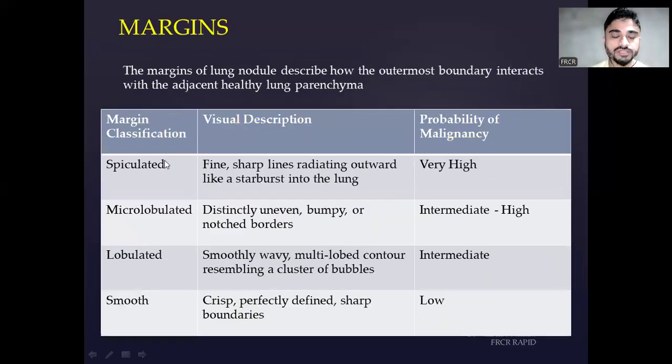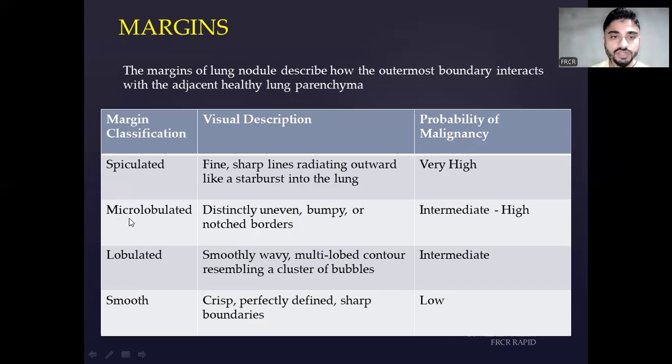Coming to the margins, lung nodules are called on the basis of the outermost boundary interaction with the adjacent healthy lung parenchyma, which defines the percentage of malignancy. If the margin of the lung nodule is spiculated, that means there are sharp lines radiating outward from the lung nodule, then the probability of malignancy is very high.